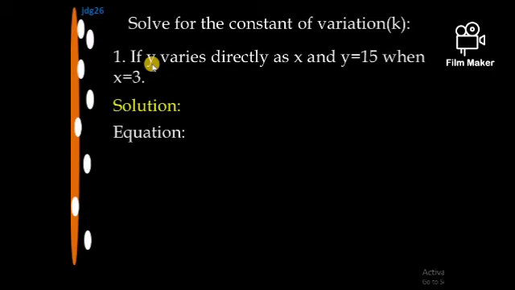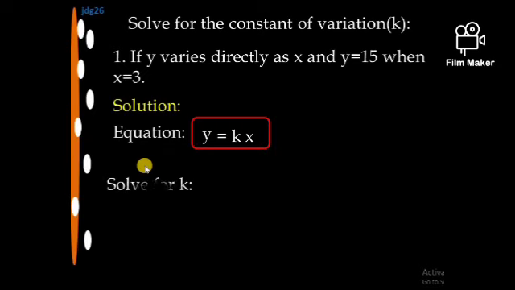Kung anong letter ang unang binanggit, yun ang una nating isusulat. And that is y. Equals k tayo. Dahil varies directly, ibig sabihin yung kasunod na letter ay nakamultiply lang sa k. So, we have now y is equals to kx and this is now the equation.